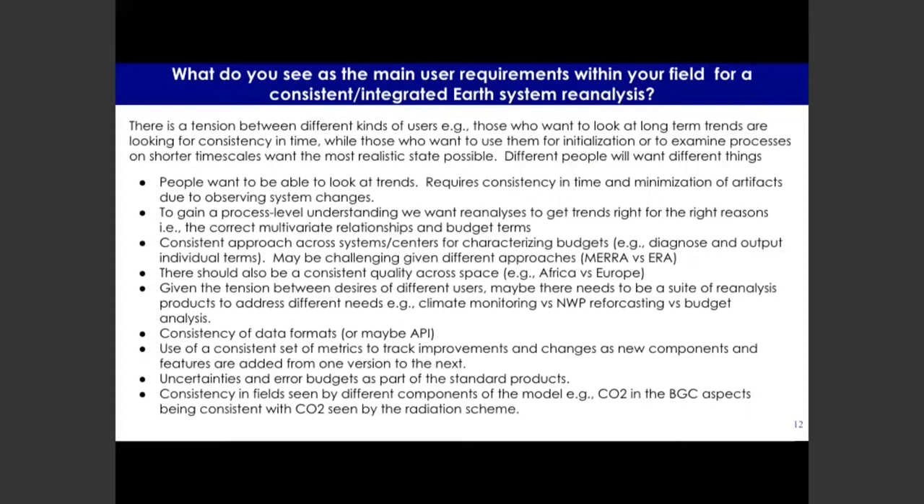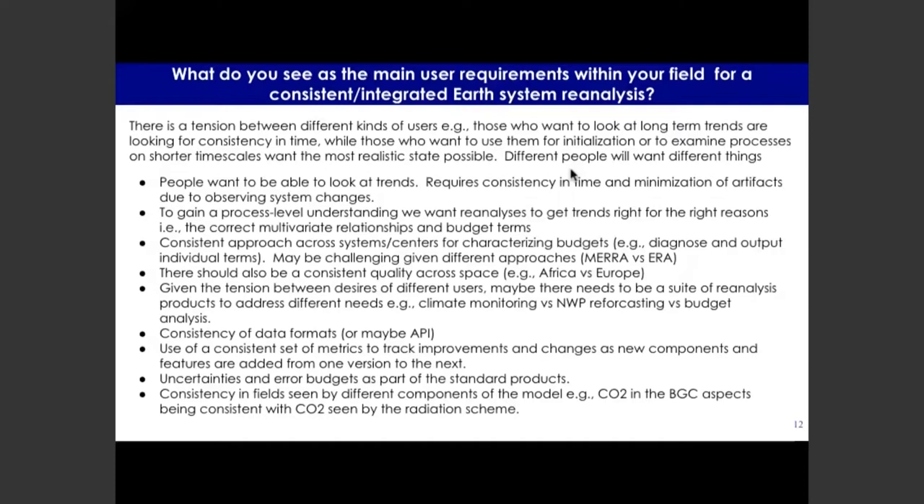On the climate side, people really want to be able to look at trends. And so this requires consistency in time and trying to minimize the artifacts that we have due to observing system changes. Also, we want to kind of gain a process level understanding of how these trends have come about. So we want to be able to have some consistency there and kind of all of the other variables that connect to that trend. So if you just get a trend in a reanalysis product because you've constrained it by one particular observation, that doesn't necessarily help you to get at the processes if it's all coming in from the analysis increments. So that's the first two.